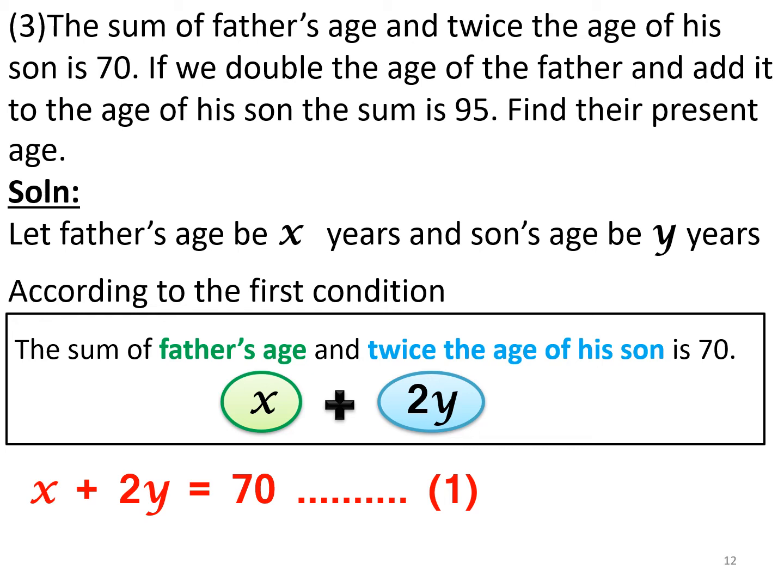I have shown you all in the tabular column. It is just for your explanation. This need not be drawn in the exam. Only to make it easier to understand, I have drawn this. So the first condition, the sum of the father's age and twice the age of his son is 70. The equation is X plus 2Y is equal to 70. Equation 1.